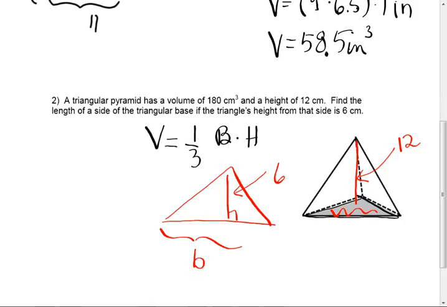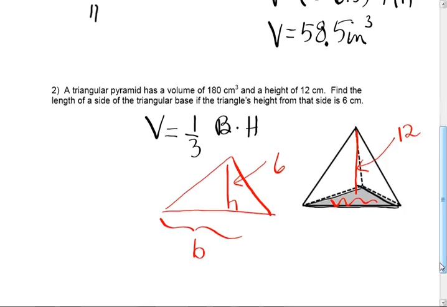Now you may have some issues with the arithmetic. What do you put in for volume, Cole? What's going to go right in there? 180. Then 1/3. Now, I have the area of the base. How do you find the area of the base? What's the formula?